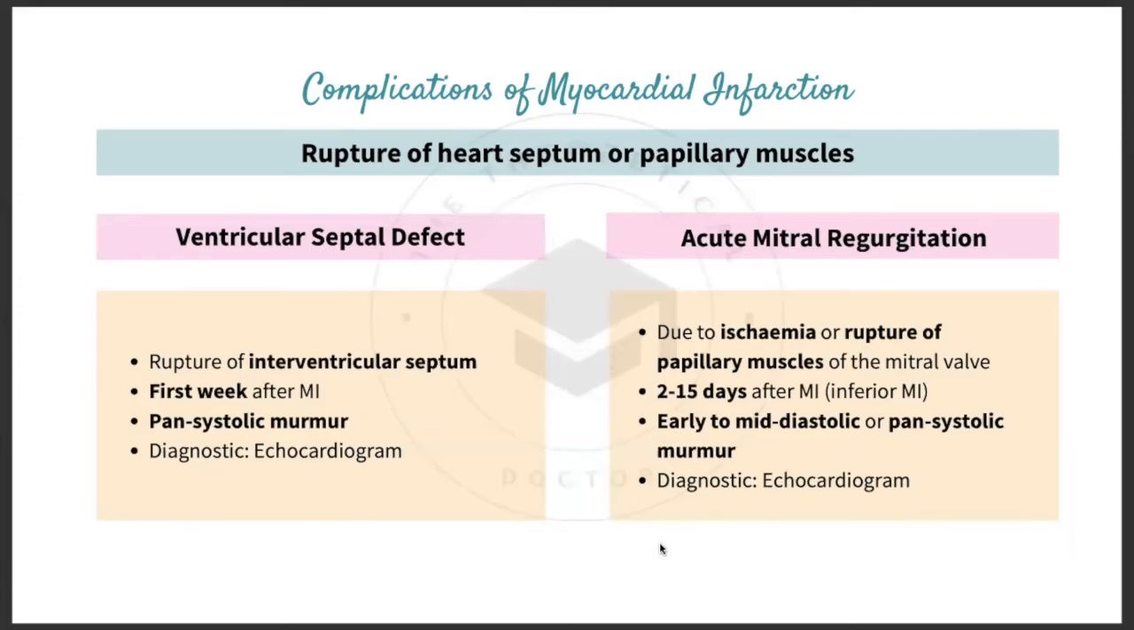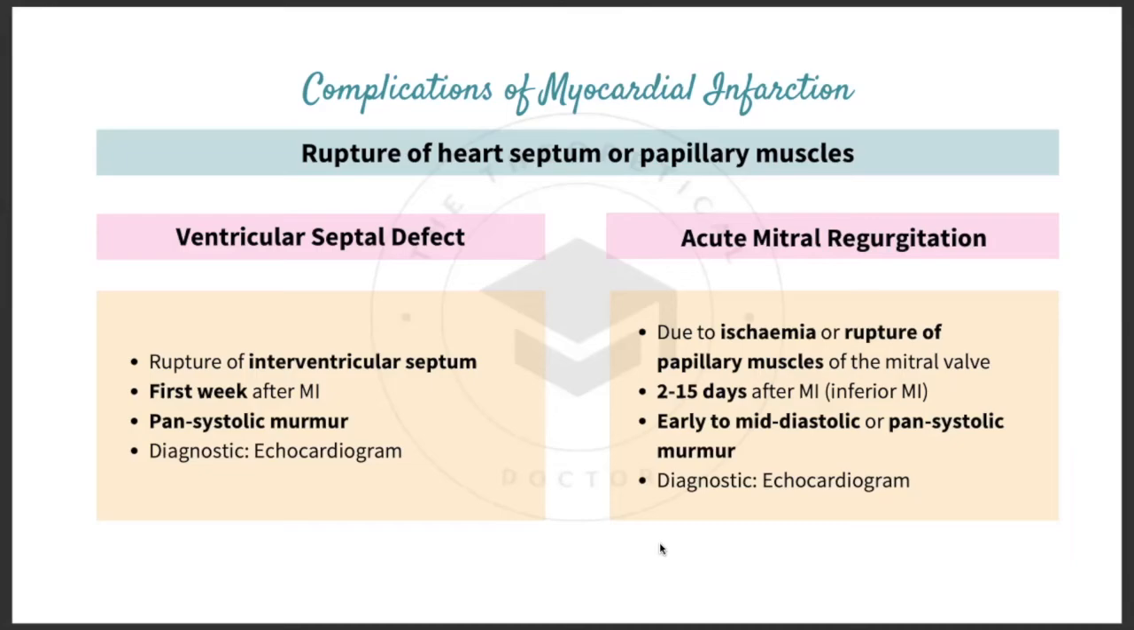Okay, so a little bit of explanation about each of it. I won't go through all of it. So for ventricular septal defect, it usually occurs the first week after a myocardial infarction. It's due to the rupture of the interventricular septum, the septum that divides the right and left side of the heart. If you were to auscultate, you would hear a pansystolic murmur. And the way to diagnose this would be through an echocardiogram.